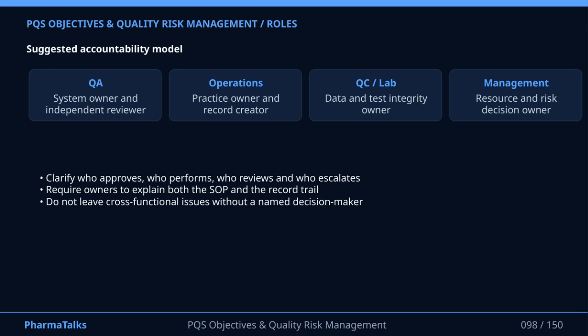A critical part of this model is clearly defining accountability: who approves processes, who performs the work, who reviews it, and who escalates issues if they arise. Each process should have an owner who can explain both the standard operating procedures and the supporting records. This clarity prevents gaps in responsibility, especially in cross-functional matters, by ensuring there is always a designated decision maker. This approach strengthens quality assurance and risk management throughout the entire system.